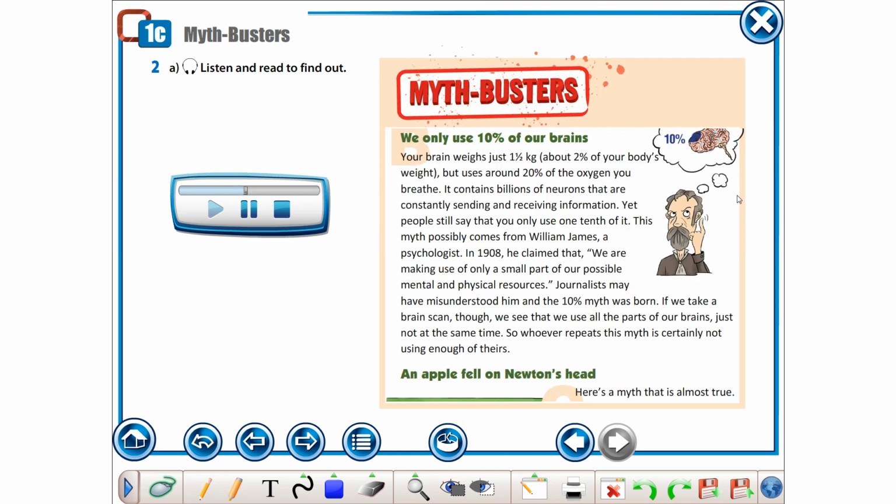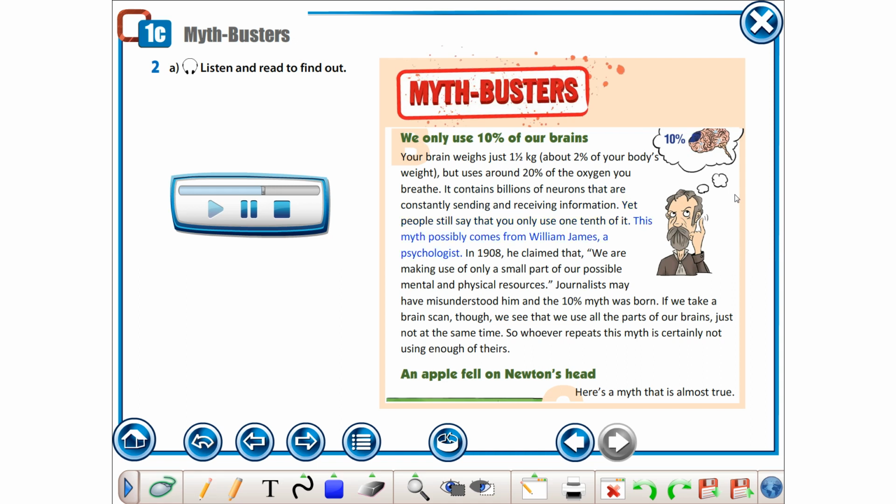We only use 10% of our brains. Your brain weighs just 1.5 kilograms, about 2% of your body's weight, but uses around 20% of the oxygen you breathe. It contains billions of neurons that are constantly sending and receiving information. Yet people still say that you only use 1/10 of it.